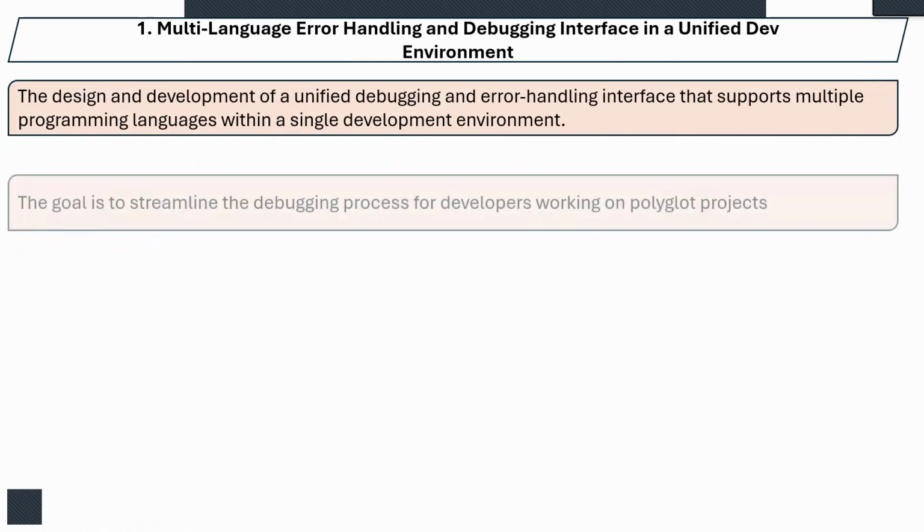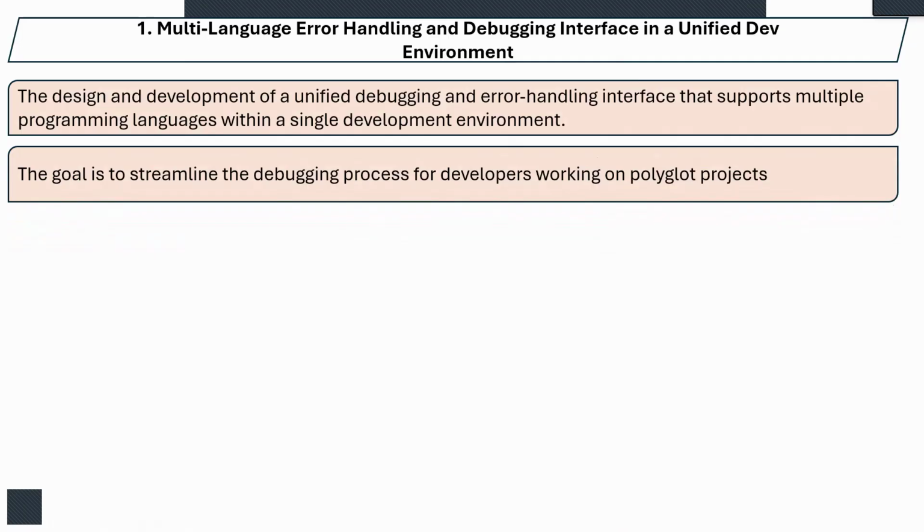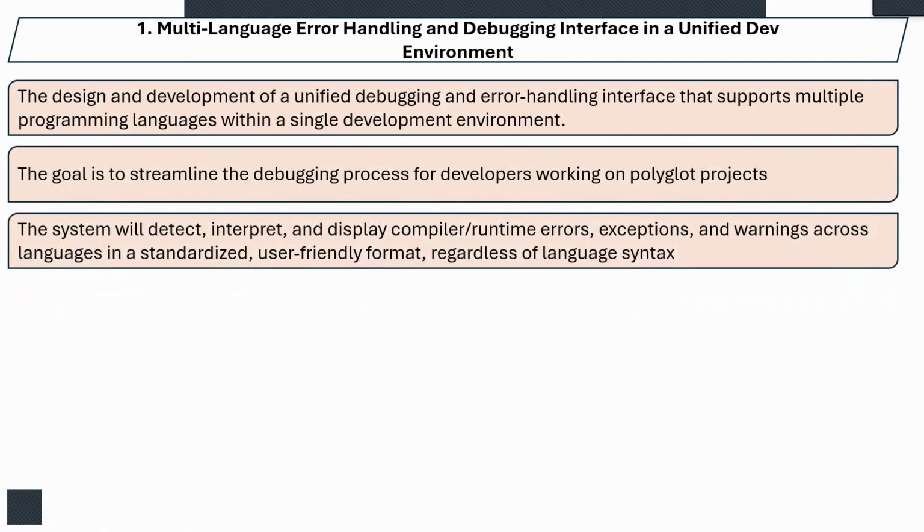So the goal is to streamline the debugging process for developers working on polyglot projects, that is, code bases that use more than one language such as Python, C++ or JavaScript. So here the system will detect, interpret and display the compiler and runtime errors, exceptions and warnings across languages in a standardized, user-friendly format regardless of language syntax or backend. It also supports cross-language stack tracking, breakpoints, and step-by-step debugging, enhancing developer productivity and project maintainability.